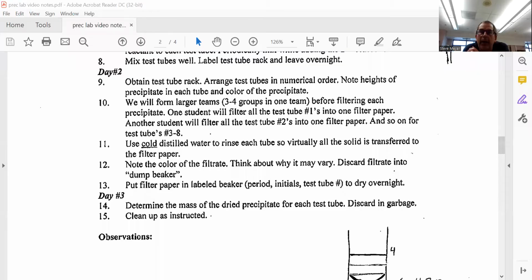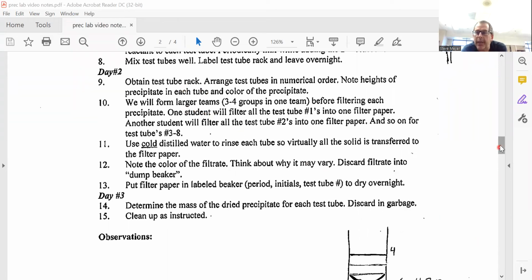Day 2 data for the precipitate lab. So let's take a look at what we're going to be doing. We're going to be filtering. I think I'll go to a screen share. And in day 2, we're going to see filtering. Okay. And what do we mean by filtering?